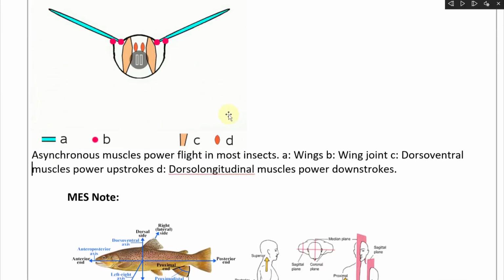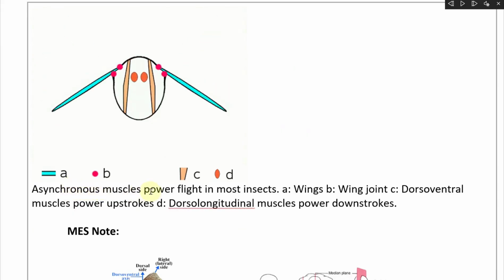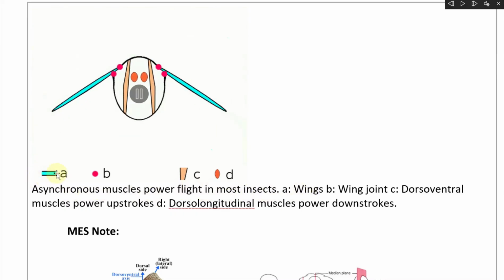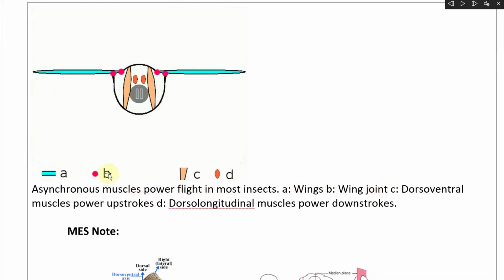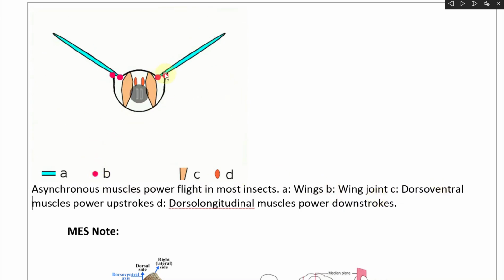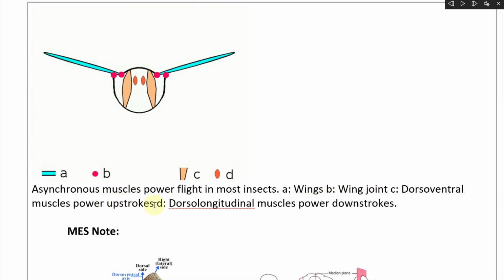All right, so now let's take a look at this animation right here. This shows the asynchronous flight muscles and how they power flight in most insects. Part A is the wings, blue with the black outline. Then you have B, the wing joints, this wing joint right there and these circular pink circles. And then the dorsoventral muscles power upstrokes.